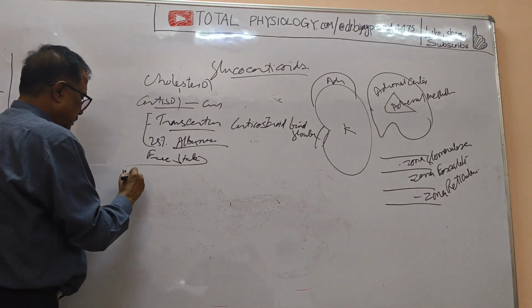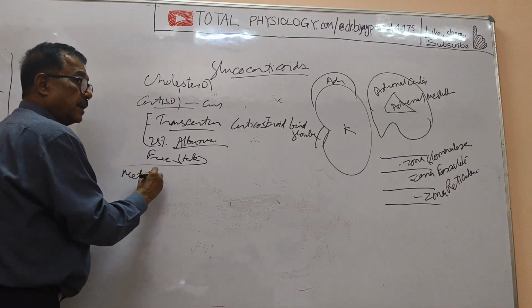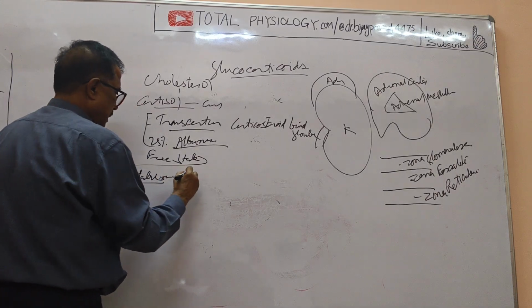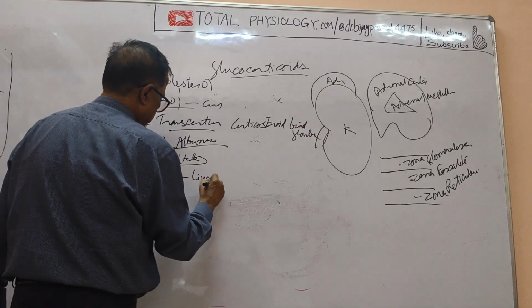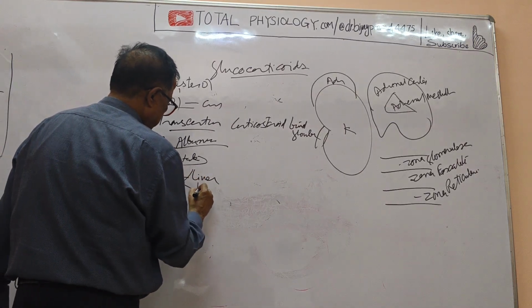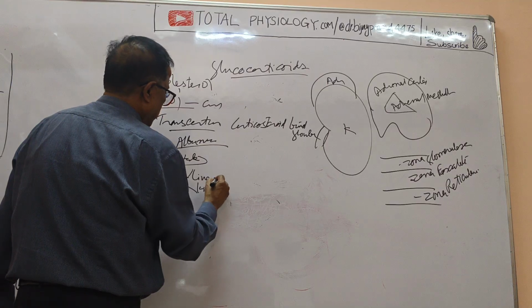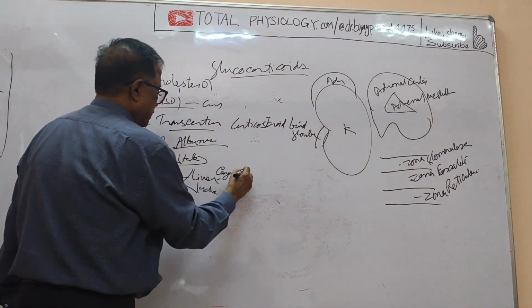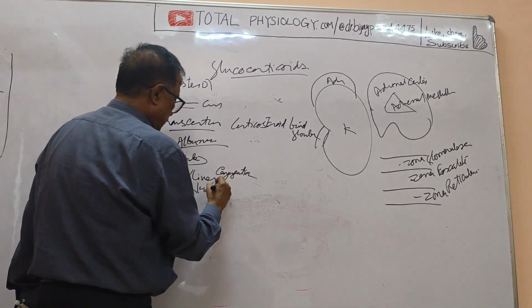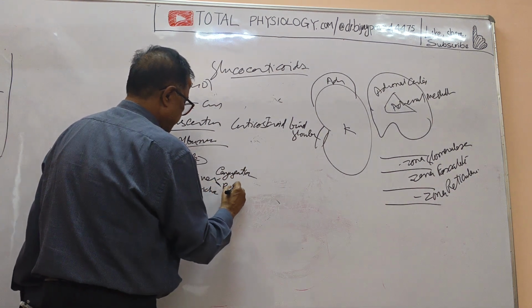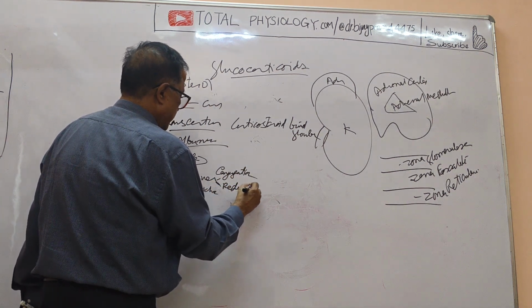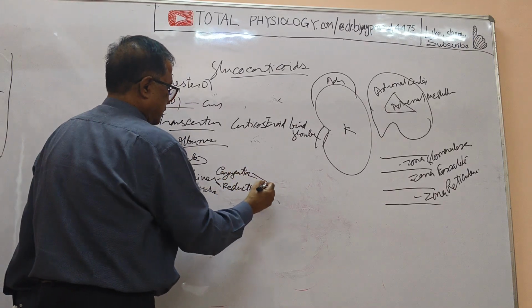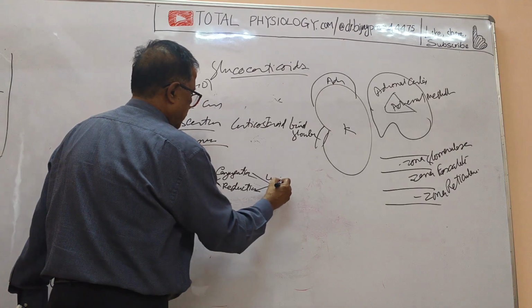Metabolism of this hormone is by the liver and kidney, by the process of conjugation and reduction. After that, it is excreted in urine and stool.